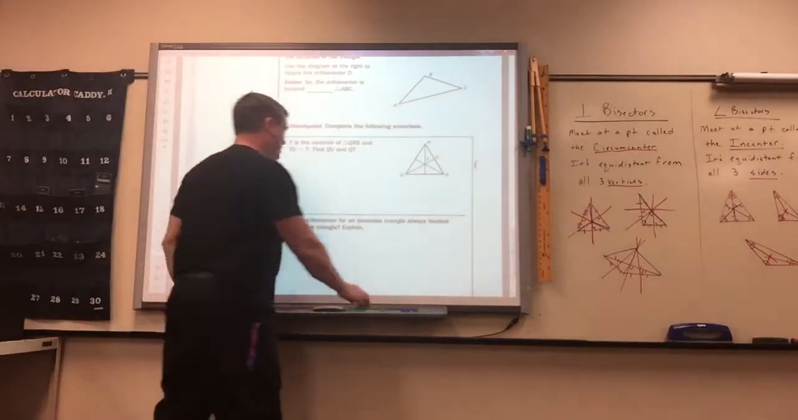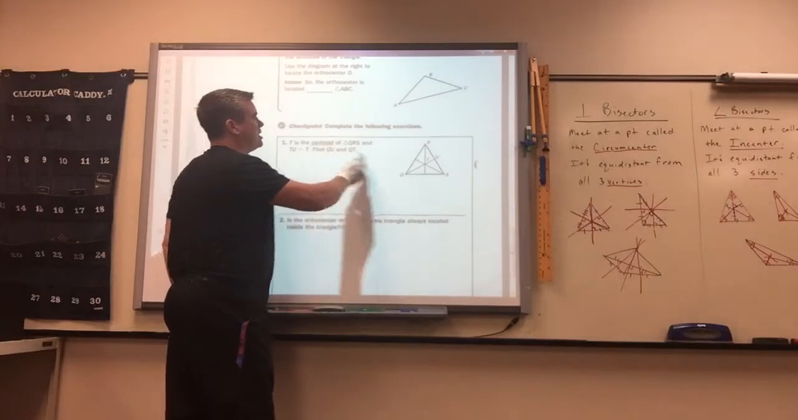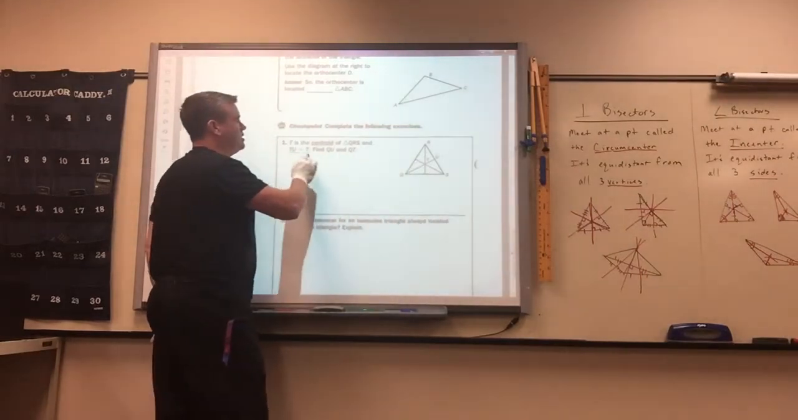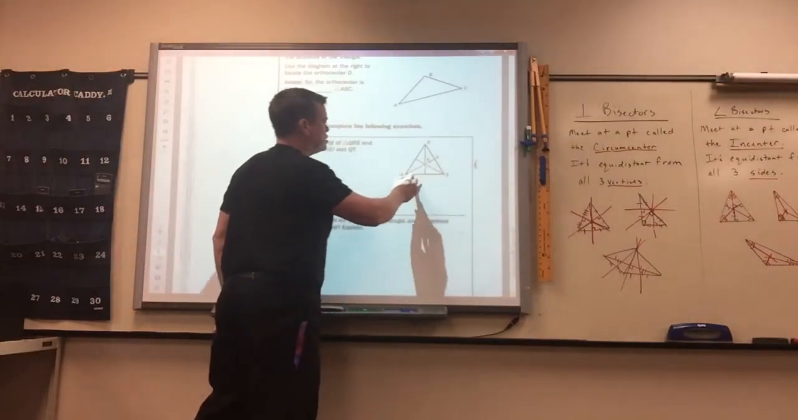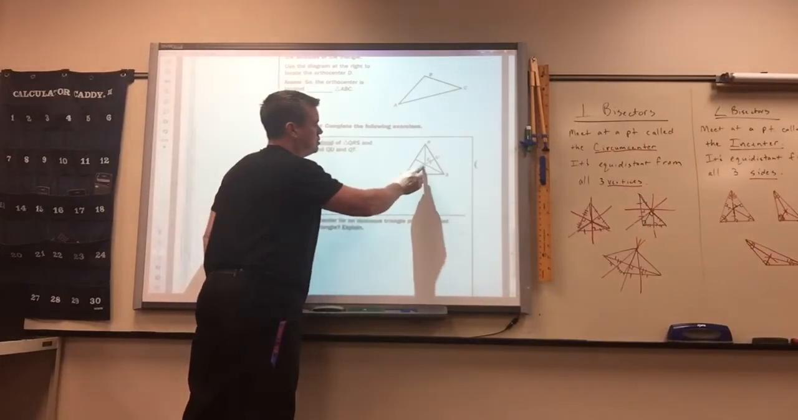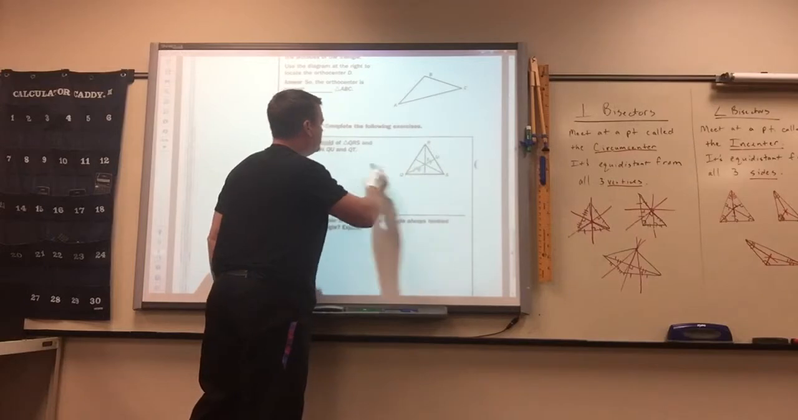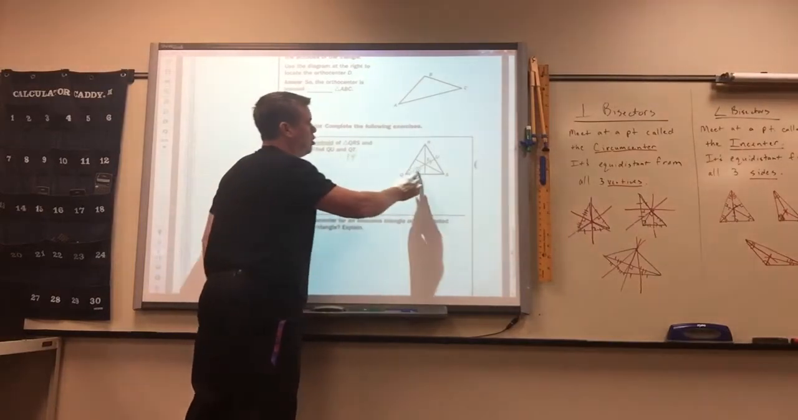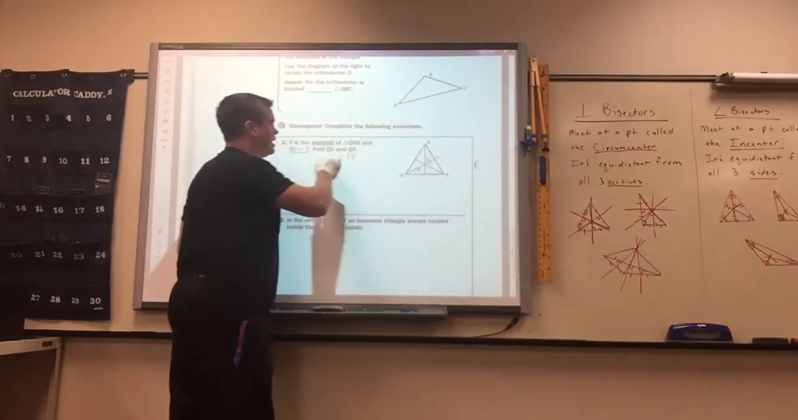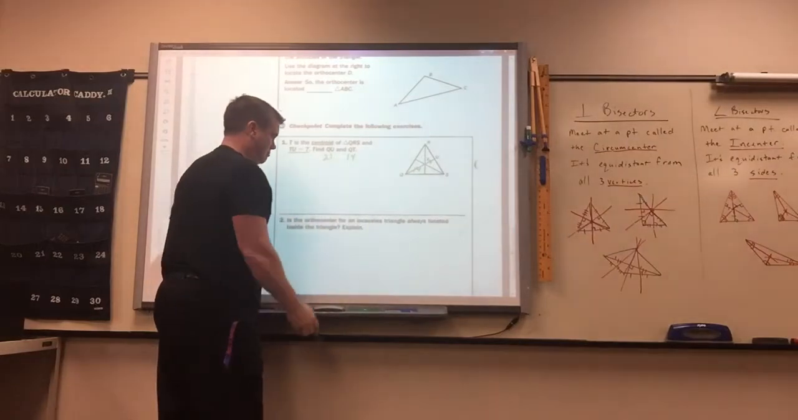Okay, so again, this is the centroid. TU is 7. So how long is QU? 14. And then the whole thing, or QT is 14, sorry. The whole thing, QU, you'd add them together, would be 21.